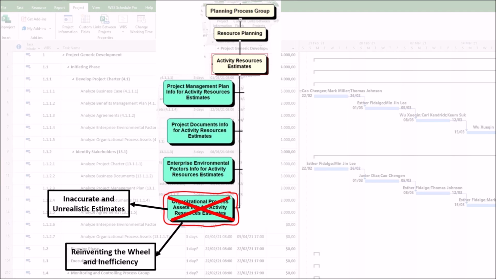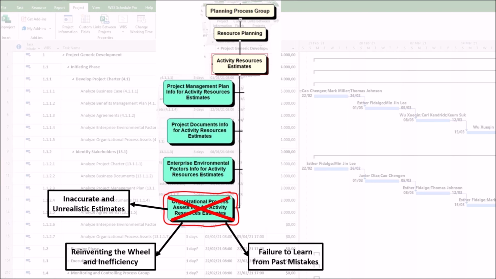2. Reinventing the wheel and inefficiency. Without using standardized templates and procedures for resource breakdown structures or equipment lists, the project team has to create everything from scratch. This represents a huge waste of time and effort, significantly slowing down the planning process.